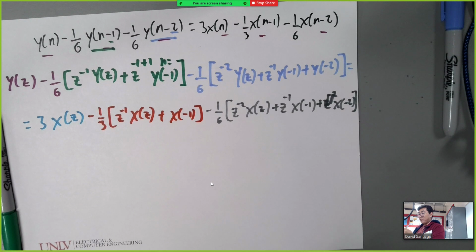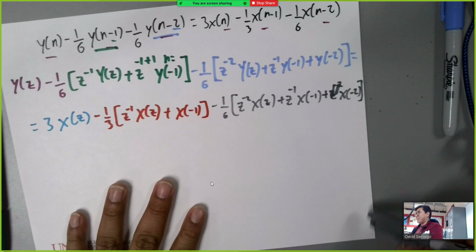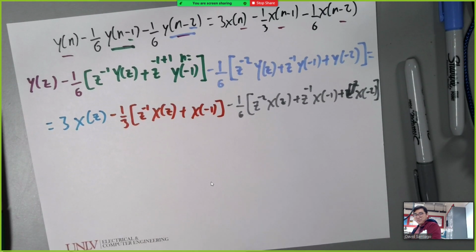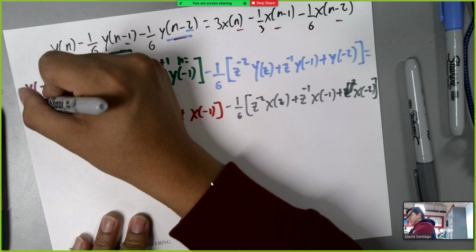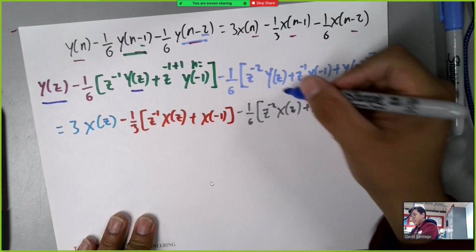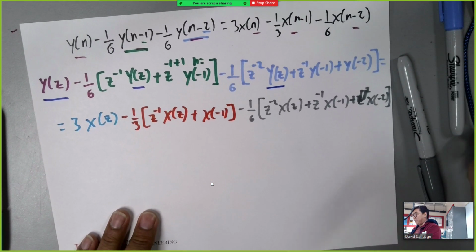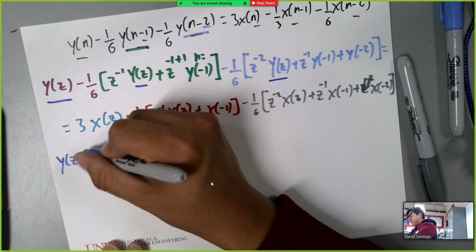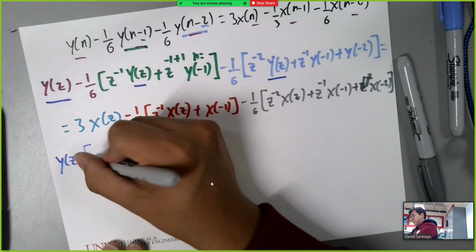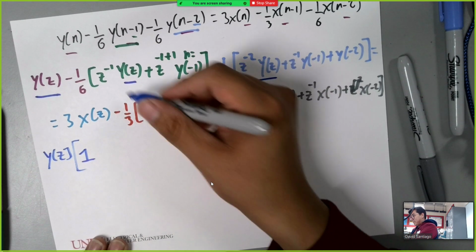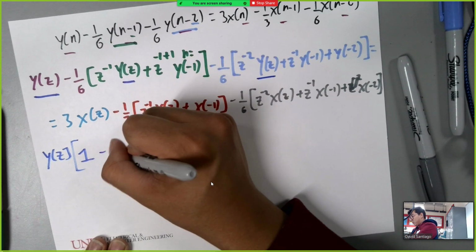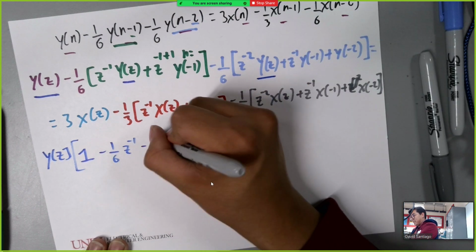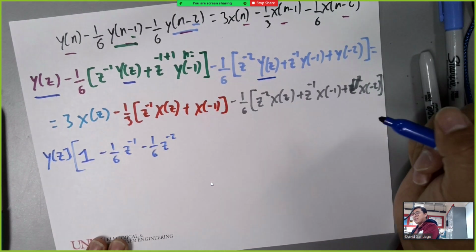Simple? Cool. So now the next thing we've got to do is start grouping stuff, and this is the fun part too. Let's use the dark blue marker. All right, you see this Y of z term, this right here, and this right here? We're going to pull them out, and then we're going to try to group them in the following way. So Y of z, okay? Put this big bracket. We're going to put a 1, because that's that first term. And then this term has a minus 1/6 z to the minus 1, okay? And then here we have a minus 1/6 z to the minus 2. Sweet.